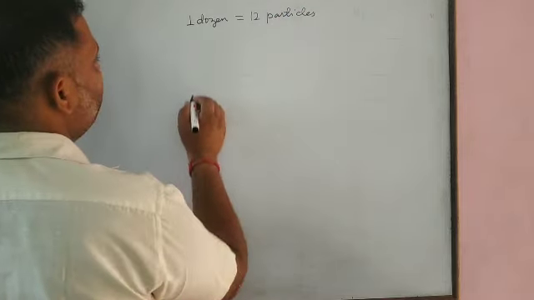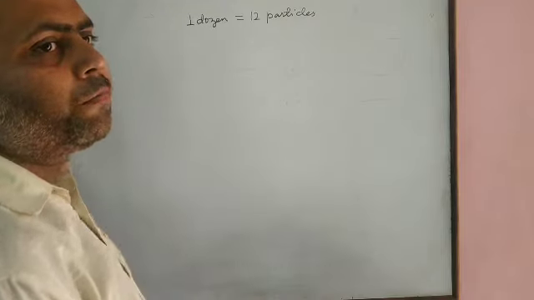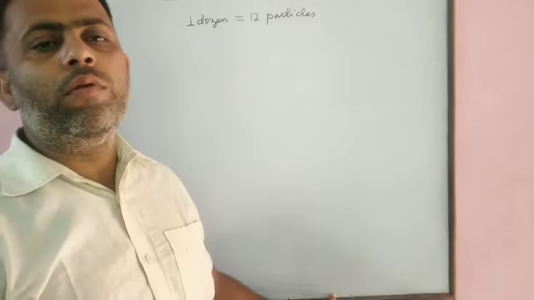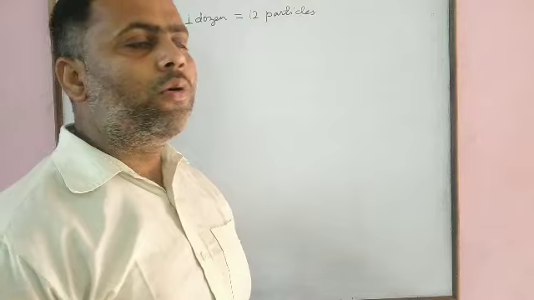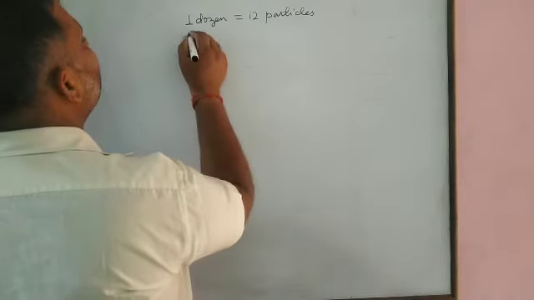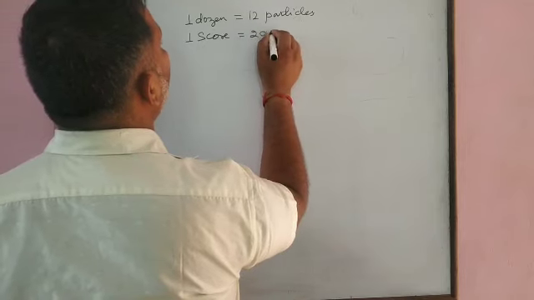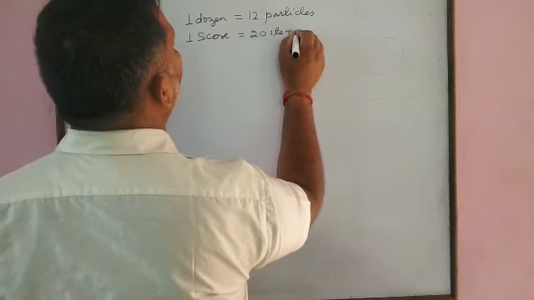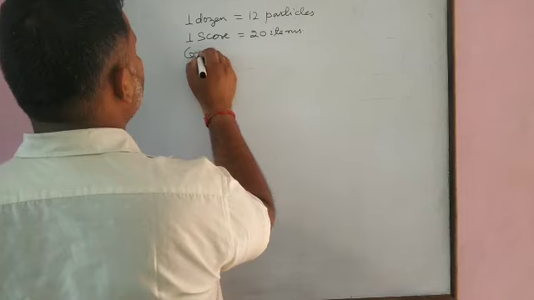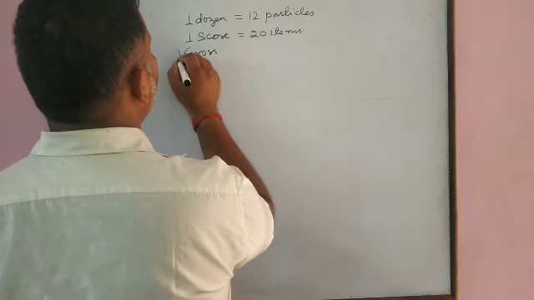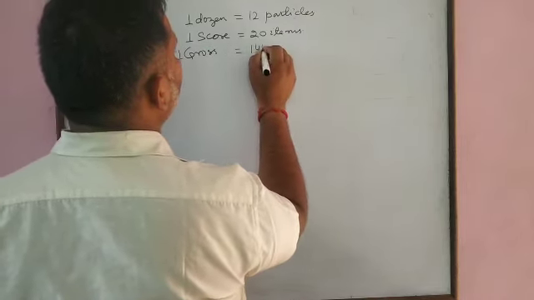To the next one, we know 1 score is equal to 20 items. And gross, 1 gross is equal to 144 items.